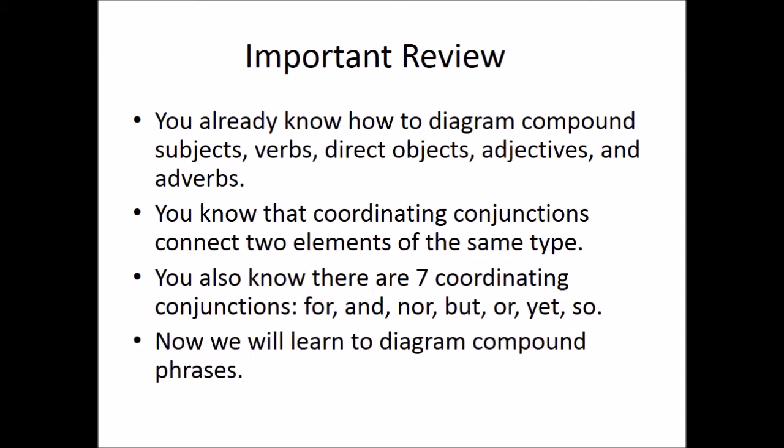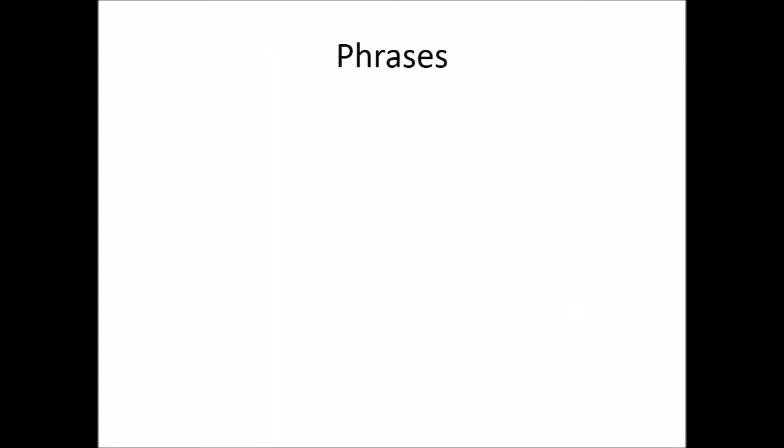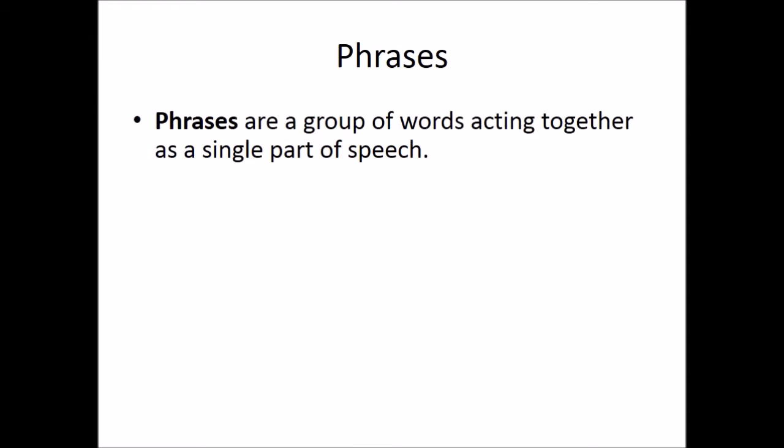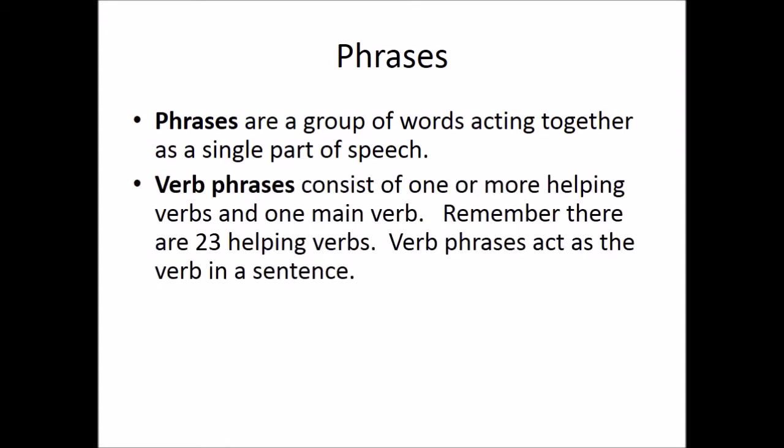Okay? So we're going to learn now how to diagram compound phrases. Okay, phrases. Phrases are a group of words acting together as a single part of speech. The 2 phrases that we know of so far are verb phrases and prepositional phrases. Verb phrases consist of one or more helping verbs with a main verb. And you know that there are 23 helping verbs, and you know all 23 of them. You also know that in a sentence, verb phrases act as the verb.